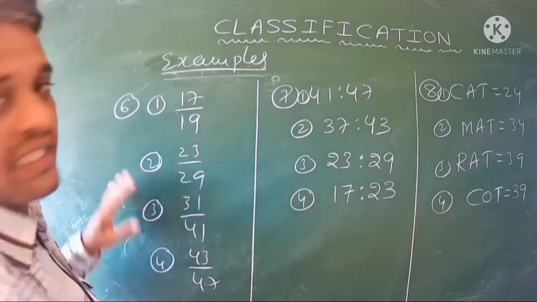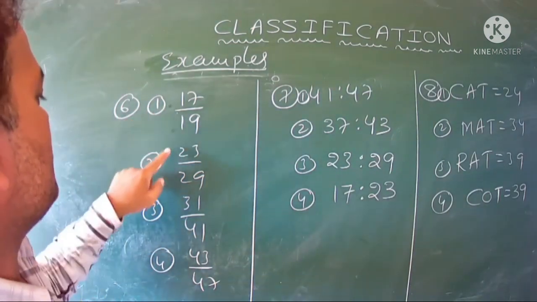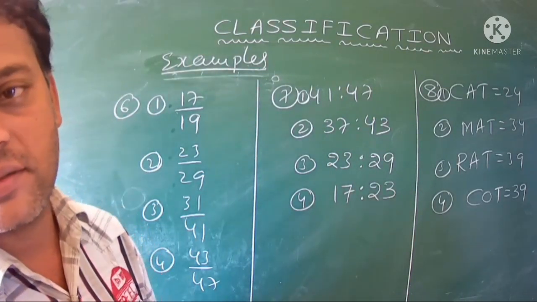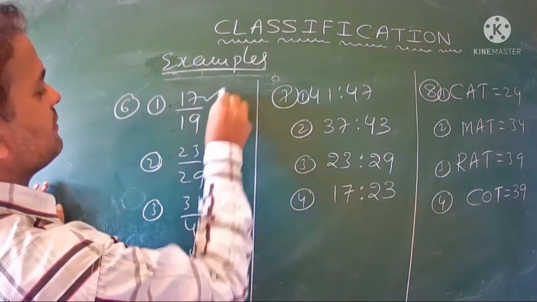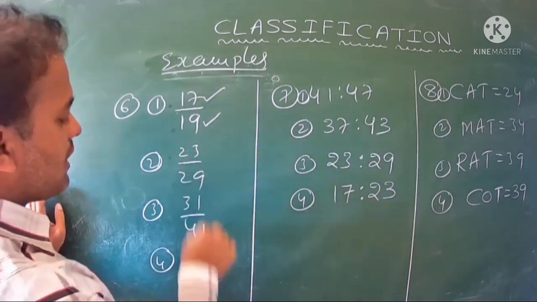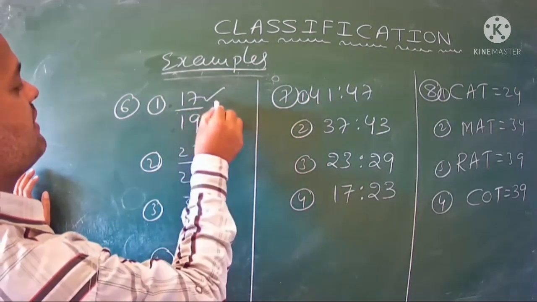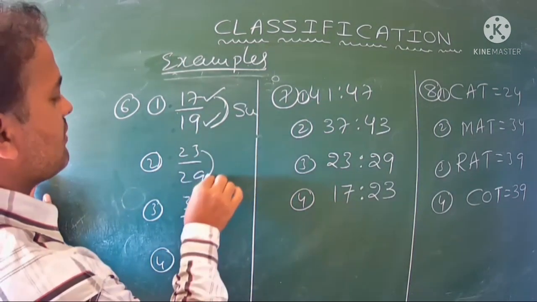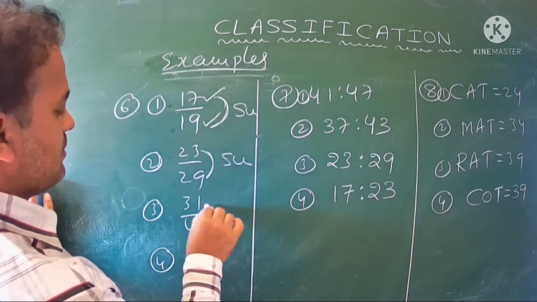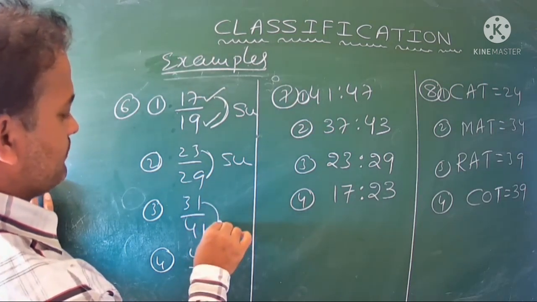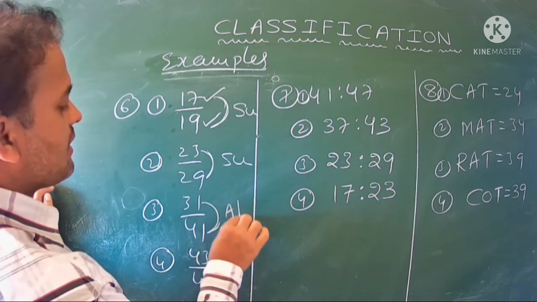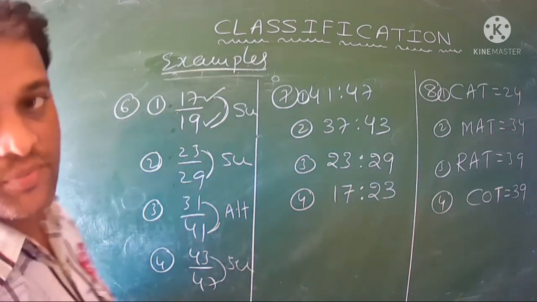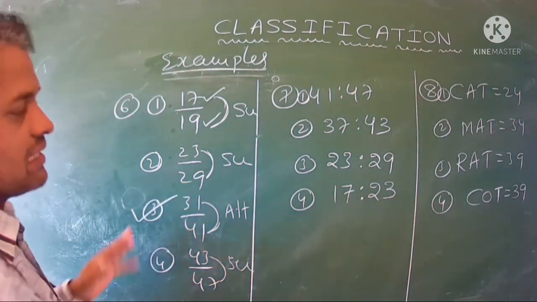So next, the sixth question is 17 by 19, 23 by 29, 31 by 41 and 43 by 47. Actually here 17 and 19 are prime numbers, and all are prime numbers only. 17 and 19 are called successive prime numbers. 23 and 29 are successive prime numbers. 31 and 41, these are alternate prime numbers. 43 and 47, these are also successive prime numbers. So alternate prime numbers are the odd one out.